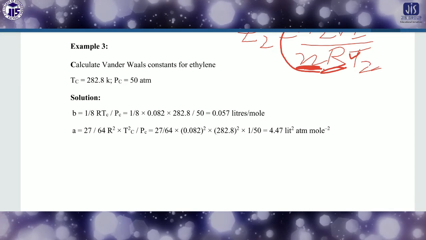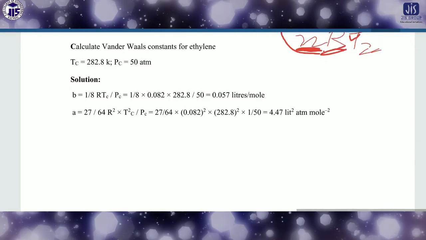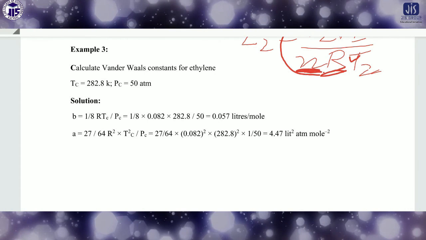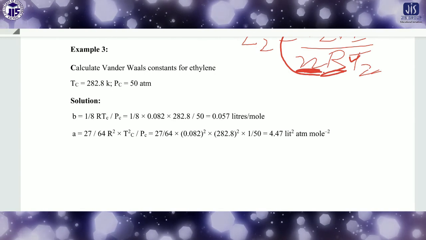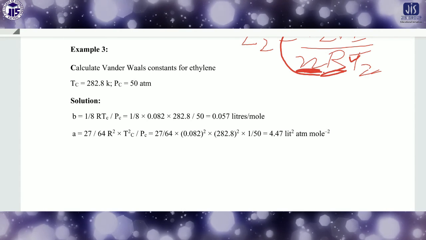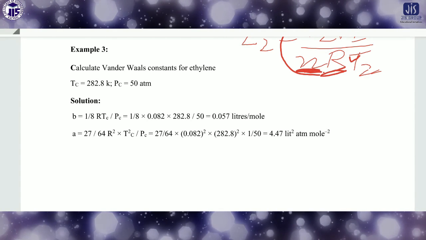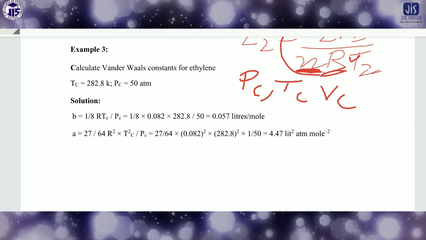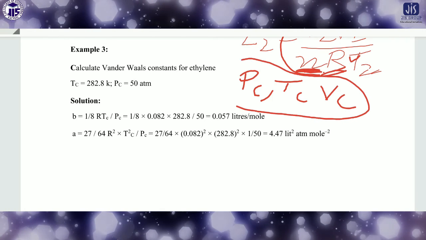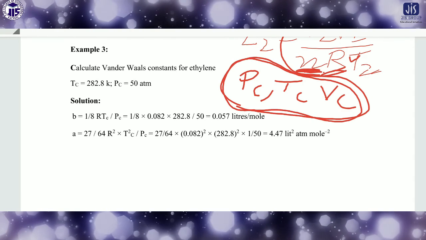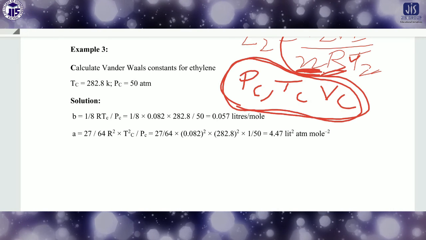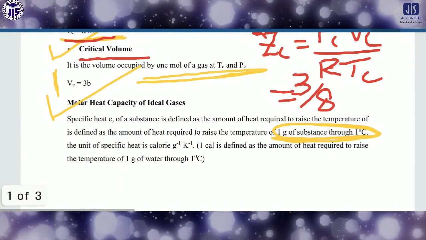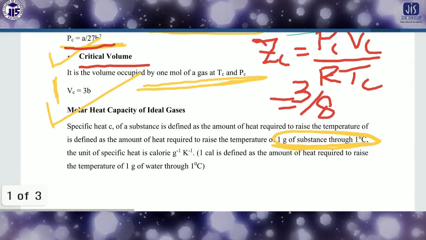Now come to the next question: calculate the van der Waals constants for ethylene. In this type of question, I told you that you have to keep in mind the expressions of PC, TC and VC. If you keep these three expressions in mind, then it is possible to calculate the van der Waals constants for a particular gas.